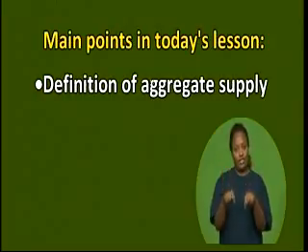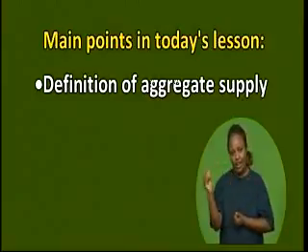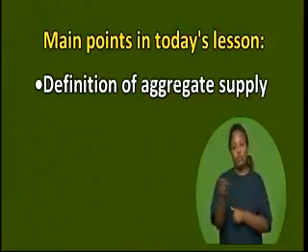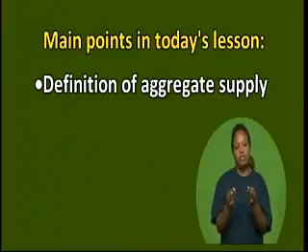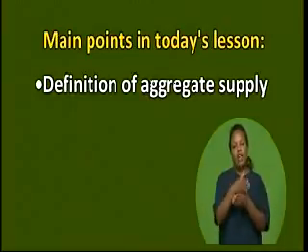Students, let me now summarize the main points of the lesson. Watch carefully. In today's lesson, we discussed the aggregate supply and its determinants, as well as the determination of equilibrium price levels and real output.